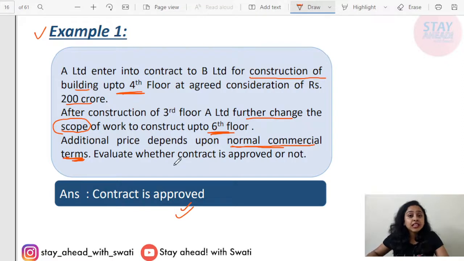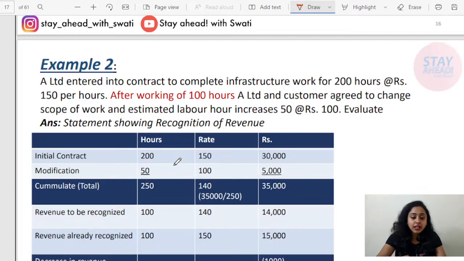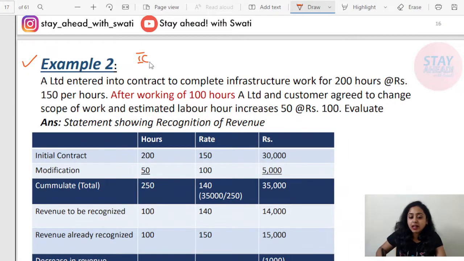For this, the information is right now not complete, because you need to see whether it is negotiated as a package, whether the price change is at standalone price. If yes, then the modification will be treated as another, separate contract. If not, then same contract. Next, example 2, very important. This is an ICA example, ICA question.